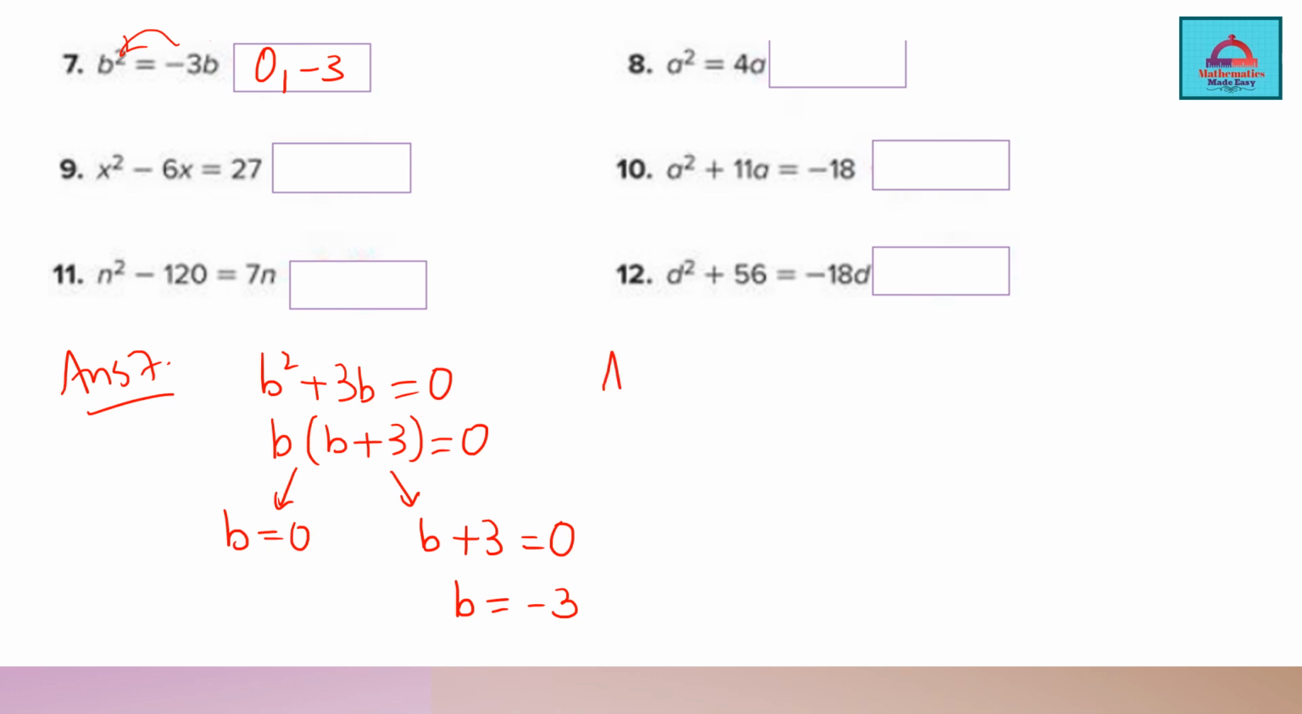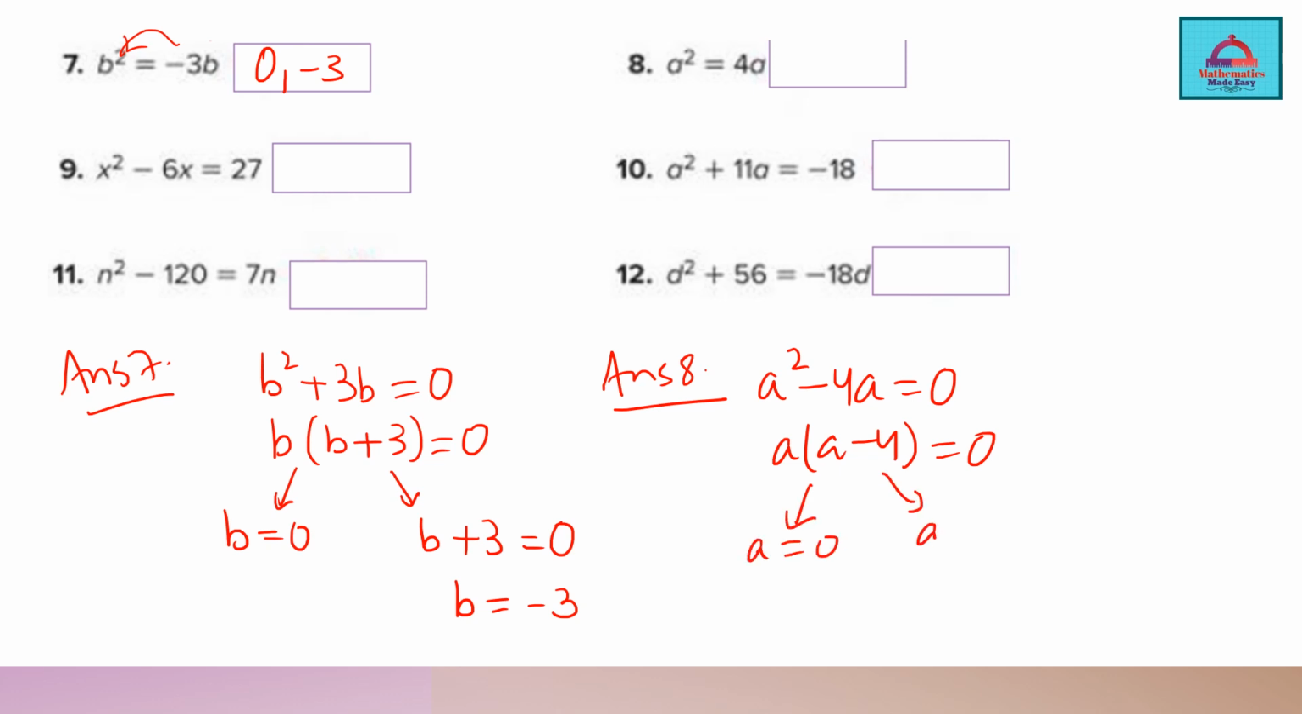Let's do similarly answer 8. Again, we are going to solve it with zero product property. So the common factor is a. It is equal to 0. So the two roots are a equal to 0 and a equal to 4. So 0, comma 4.